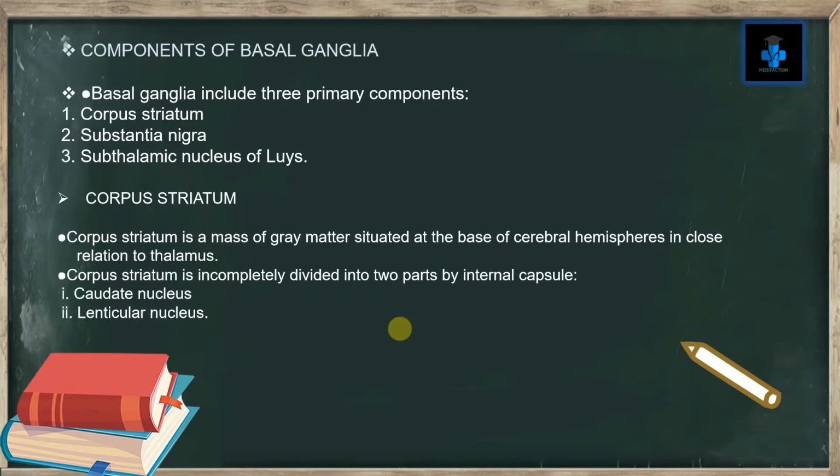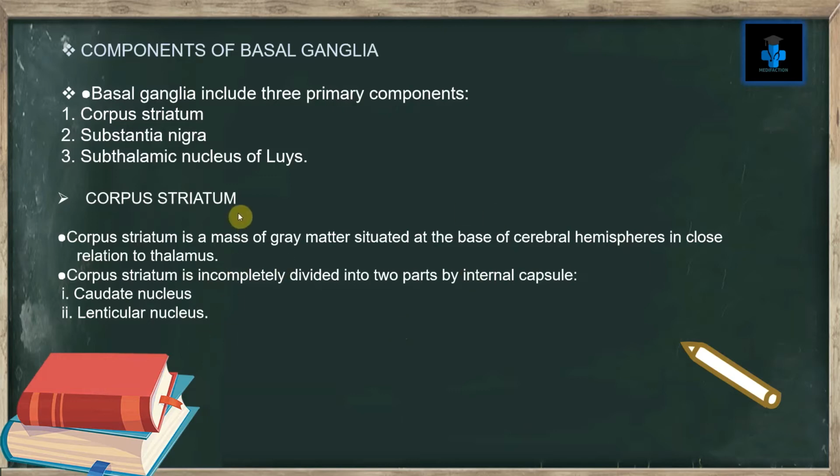Components of basal ganglia. Basal ganglia include three primary components. Number 1, corpus striatum. Number 2 is substantia nigra. Number 3, subthalamic nucleus of Luys.